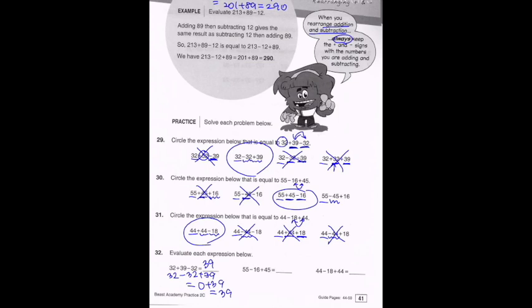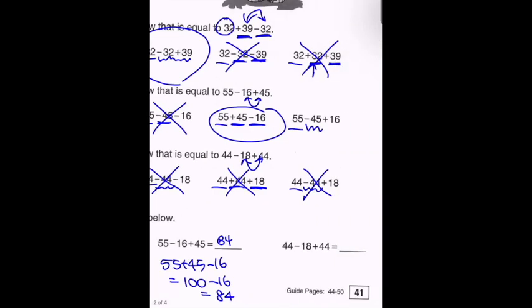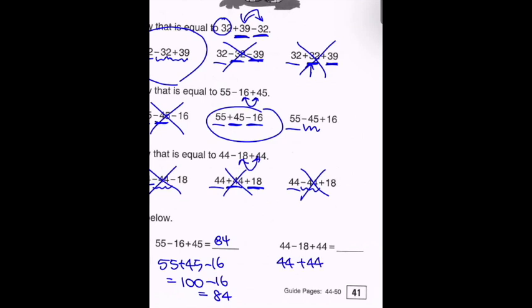And so we'll look at these two together. So for this, we can rearrange to 55 plus 45 minus 16, which is going to be 100 minus 16. And so that is going to give us 84. Now for 44 minus 18 plus 44, we're going to rearrange it to this form. So 44 plus 44 is going to give us 88, and we subtract 18, so that is going to give us 70.